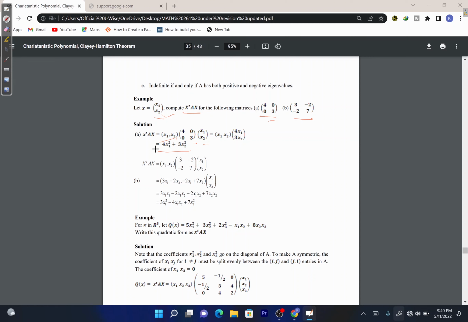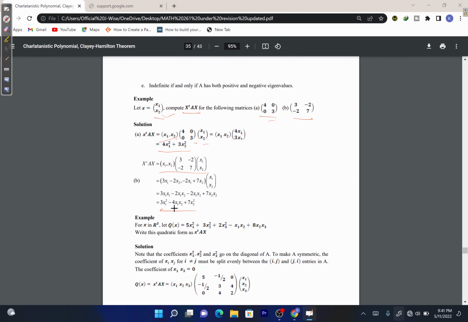Also let's consider the second question. We have the symmetric matrix 3, negative 2, negative 2, 7. Then x transpose Ax is given by this. When we simplify, we get 3x1 squared minus 4x1x2 plus 7x2 squared.